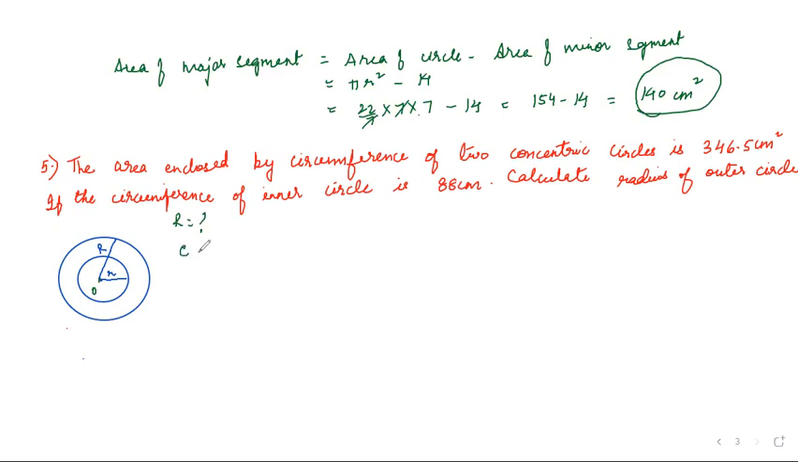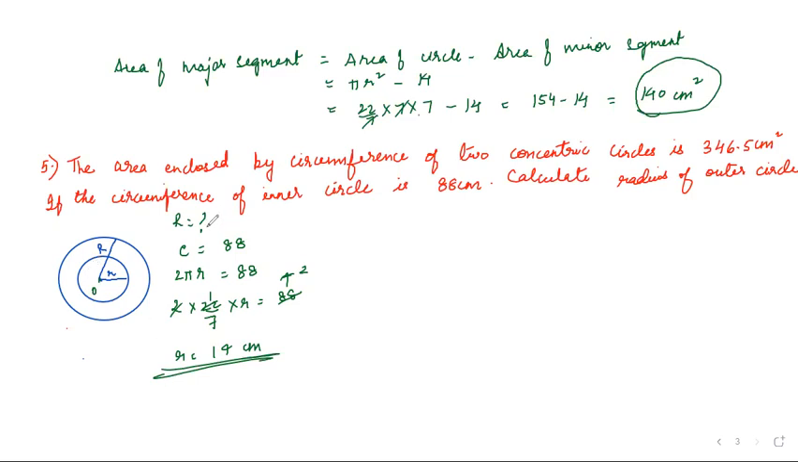So the circumference of the inner circle is 88. So let us use this information. Circumference is 2 pi r. So 2 into pi into r is equal to 88. So r is equal to 7 into 2, 14 centimeters. So this is small r, the inner radius.